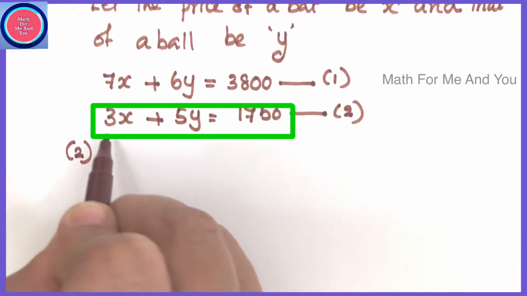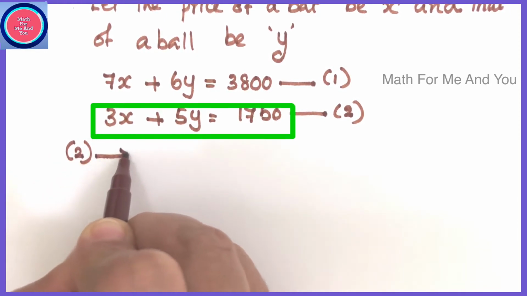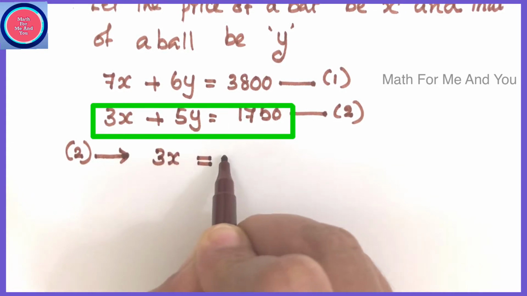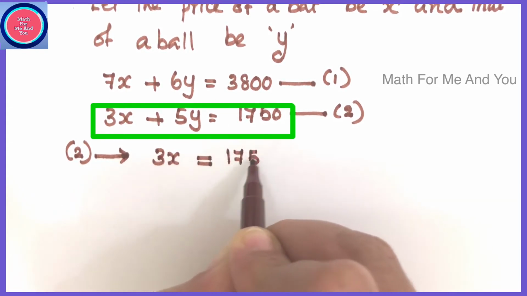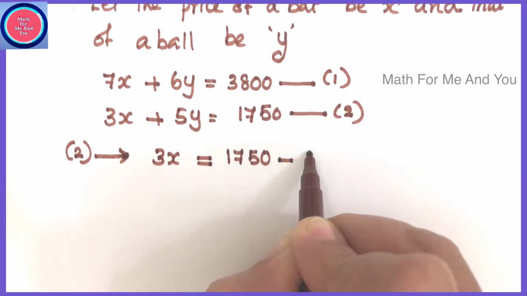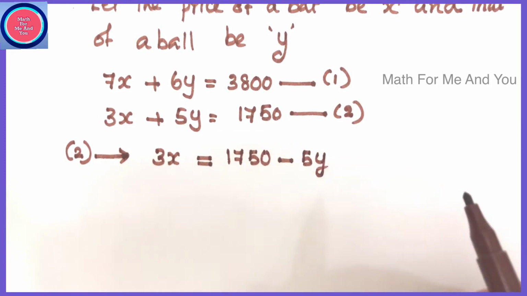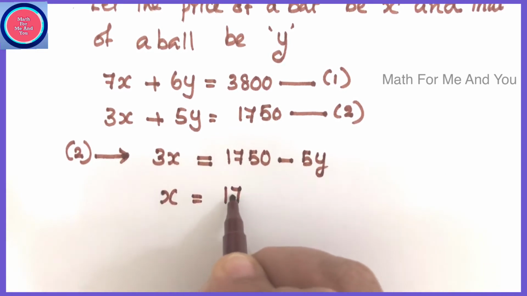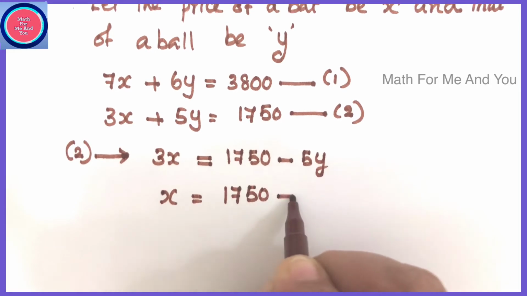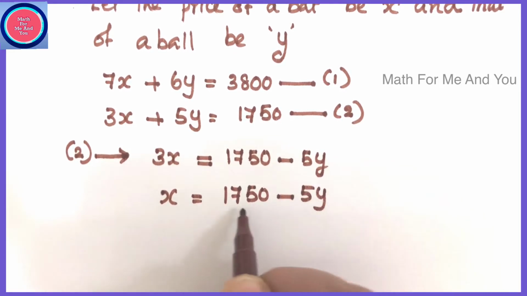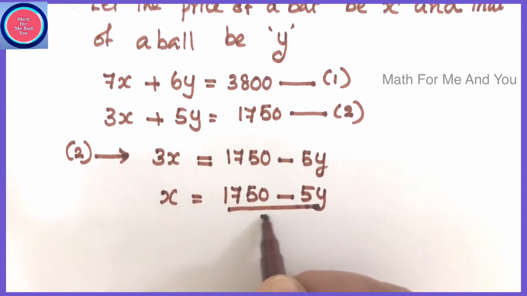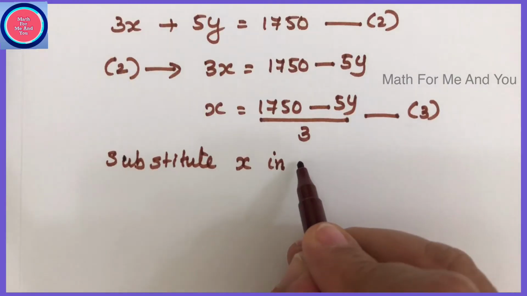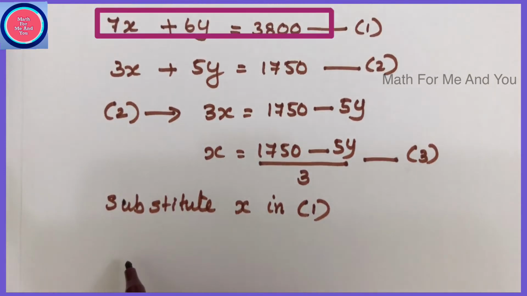We need to solve by using the substitution method. For that, select any equation. Here I am selecting equation 2 because it is comparatively a simple equation. From equation 2 we can select 3x and keep other terms on the right side: 1,750, and 5y becomes minus 5y. So what is x? Divide throughout by 3. x equals (1,750 minus 5y) divided by 3. The new equation we mark as equation 3.